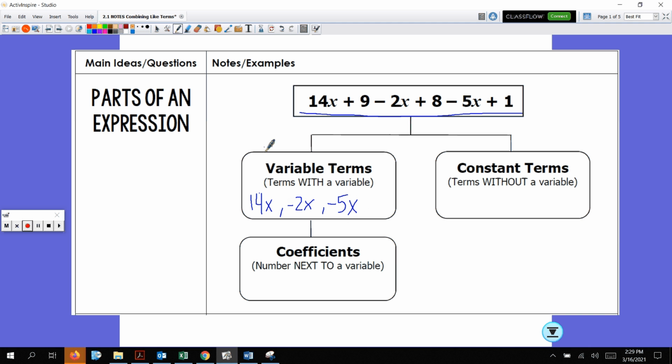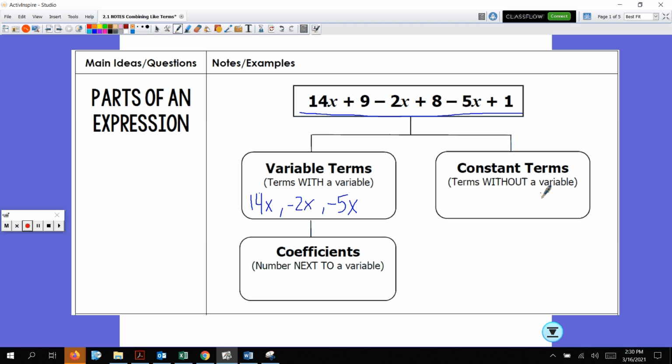If there is a subtraction sign in front of the number, that belongs to the number to the right of the symbol here, okay? Because sometimes I think we all get confused between negatives and subtraction. But no, this is negative 2, this is negative 5, all right? So a constant is a term without a variable.